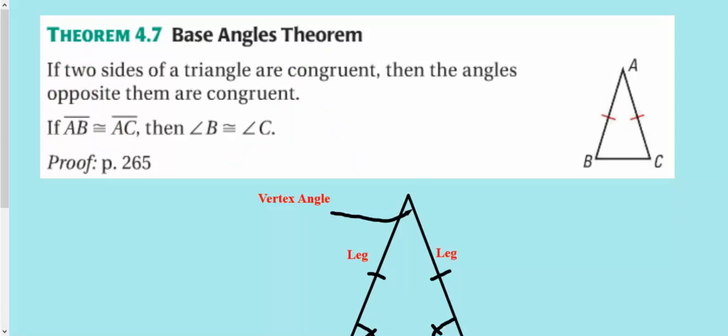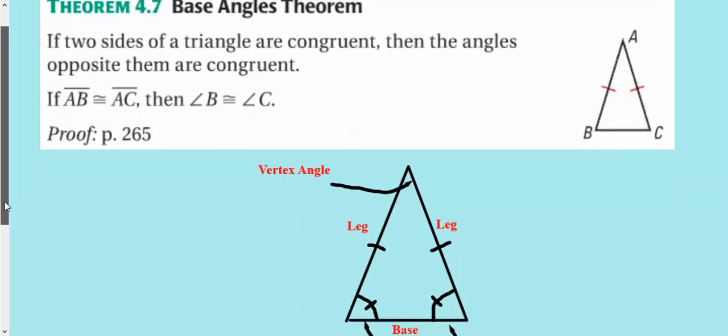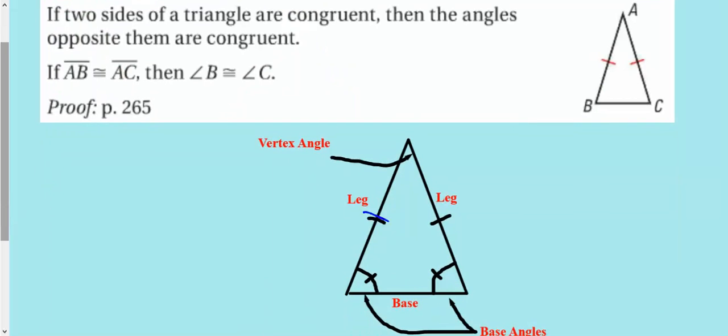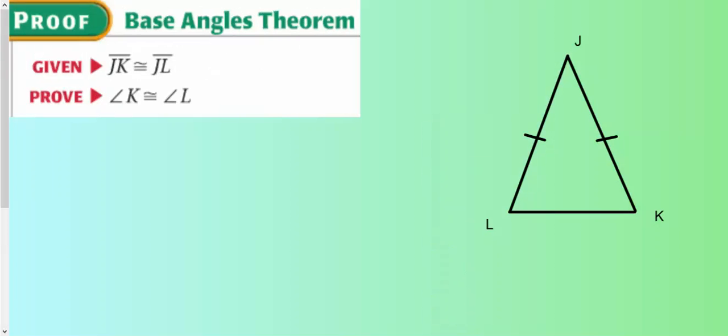We've talked about this before. If two sides of a triangle are congruent, then the angles opposite of them are congruent. So if these two legs are the same, then the angles opposite of them are also the same. The base angles are going to be congruent. It's called the base angles theorem. The other angle, by the way, in an isosceles triangle is called the vertex angle. So let's get straight to the proof.